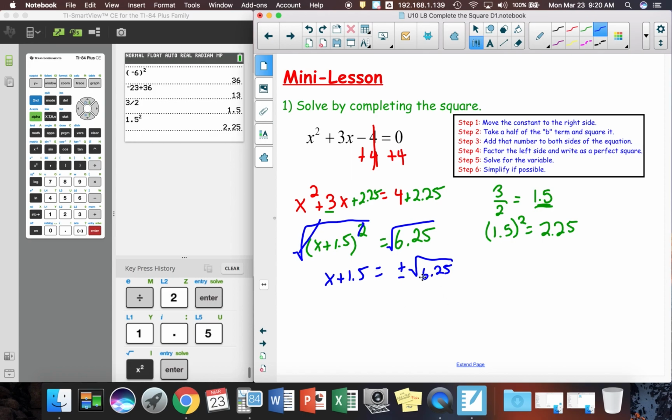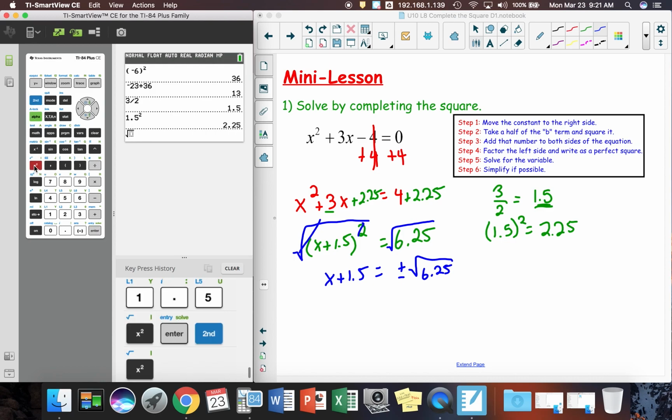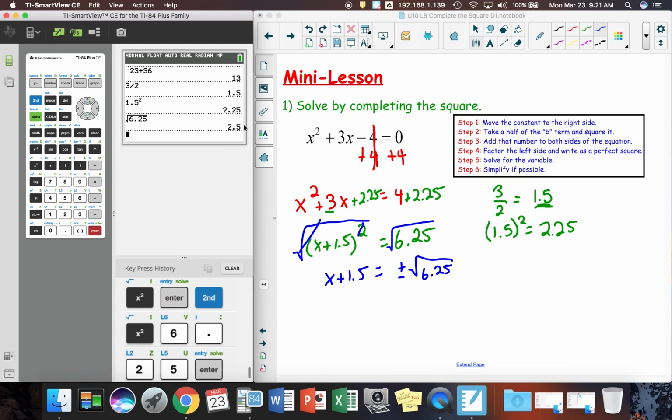Alright, here's an interesting thing. We haven't really seen square roots with decimals, and there are some decimals that are perfect squares. All we have to do is check with our calculator to make sure that it is a perfect square. So in our calculator, I'm going to type in second, square root of 6.25. When I press enter, as you can see, this doesn't go on forever and ever. It stops at 2.5. So later on, we're going to use this number instead of the square root of 6.25.